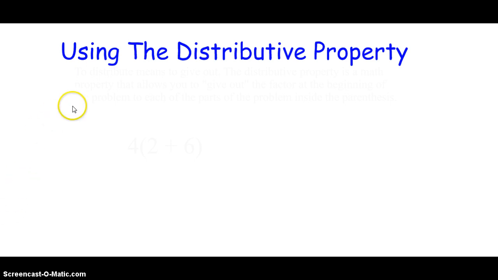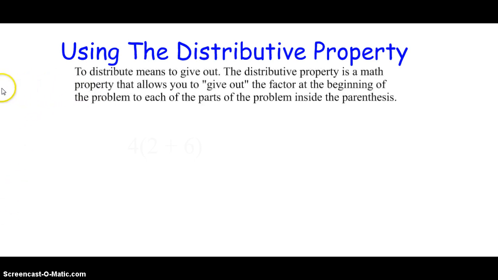The distributive property is basically a math property that allows you to give out a factor at the beginning of a problem to each of the parts of the problem inside the parentheses. I think we've probably said it enough for you to remember that to distribute means that you have to give out something. So let's look at an example of the distributive property. I do want you to write this one down for me. This is a really good example of the distributive property.